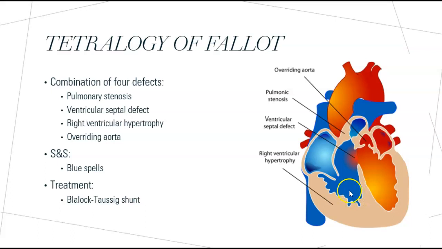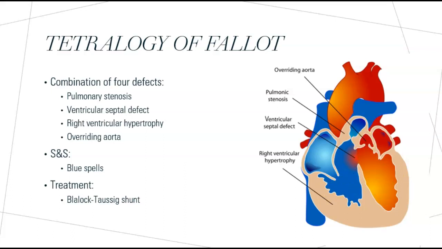And then you have an overriding aorta, and you can see that here. Basically that is when the aorta is positioned directly over a ventricular septal defect instead of over the left ventricle. So it's closer to this defect rather than right over that left ventricle. Basically it results in the aorta receiving some blood from the right ventricle, and that causes a mix of deoxygenated and oxygenated blood.